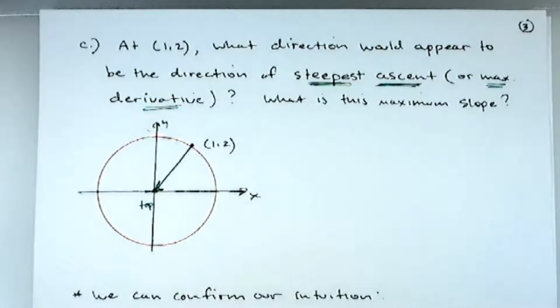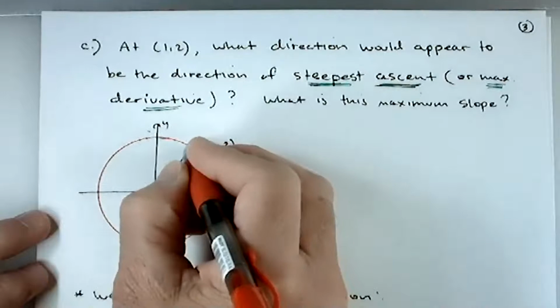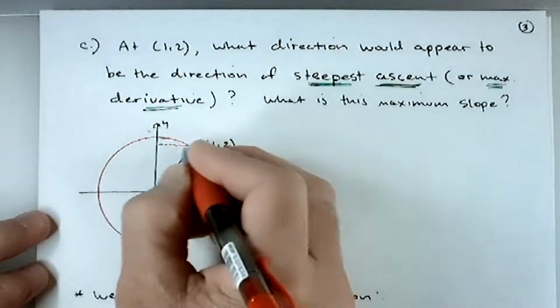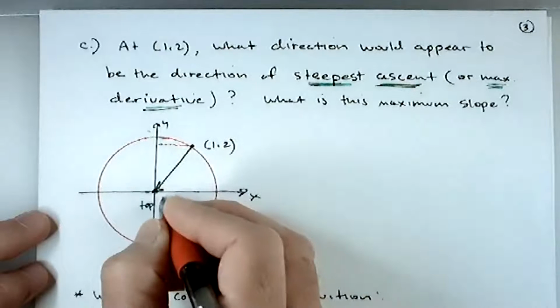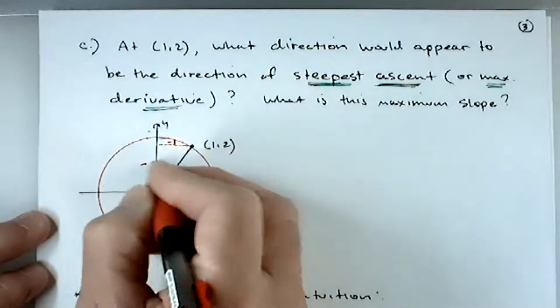Yes, we did find the gradient. Now I've got some more examples. I'll get away from this particular mountain in a minute and we'll do another example. So what is this as a vector? Well, to get from (1, 2) to the origin, (0, 0), you'd have to go backwards 1 and down 2.